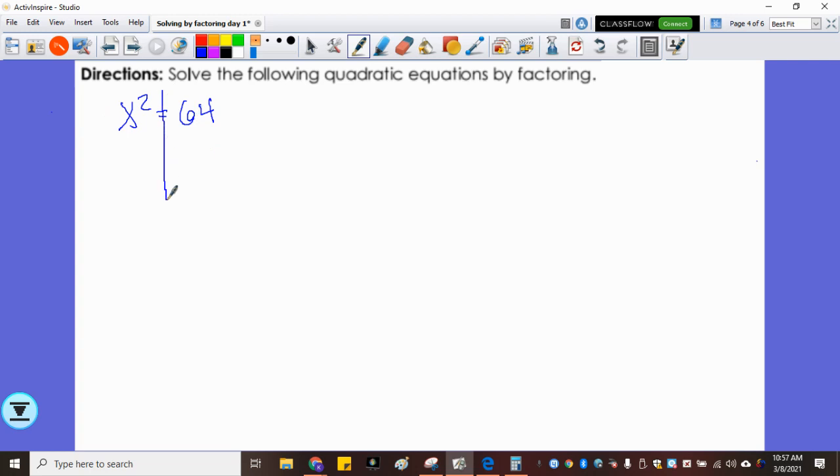Anytime you go over your equal sign, you have to subtract it over. You do the opposite. If it's a positive 64, I'm going to subtract 64. If it was a negative 64, then I add 64. And remember, you can only add like terms. X squared and 64 aren't like terms because this doesn't have an x squared. So it'll just be x squared minus 64. So that's what we're trying to find. Factor x squared minus 64.